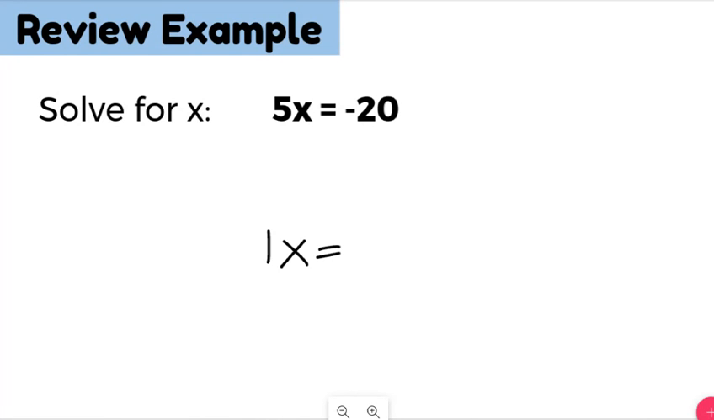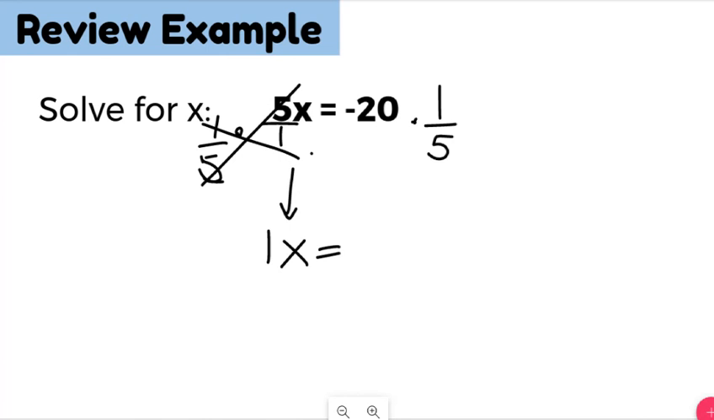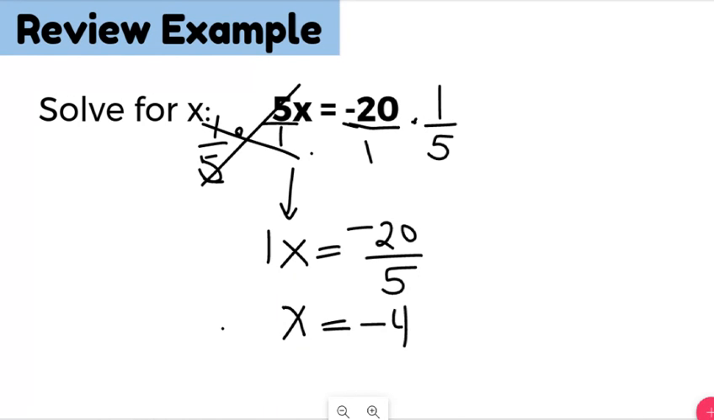So to make this 5 become a 1, because I'm multiplying, I undo the multiplication. If I look at 5, my coefficient, as 5 over 1, I find the reciprocal. The reciprocal of 5 over 1 is 1 over 5. So I multiply each side by 1 over 5. My 5's cancel on the left-hand side, and I'm left with 1x. On the right-hand side, I end up with negative 20 over 5. 1x becomes x. Negative 20 over 5 becomes negative 4.